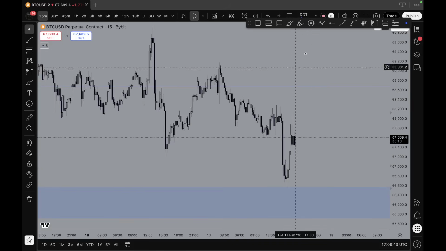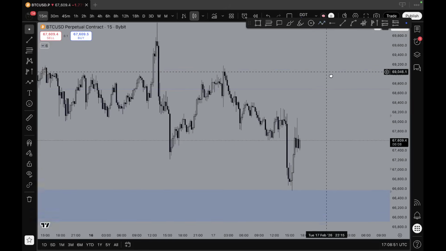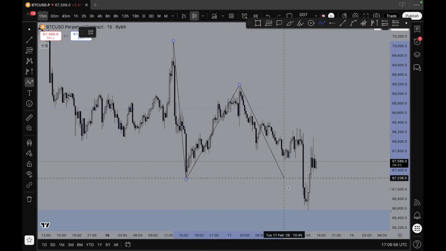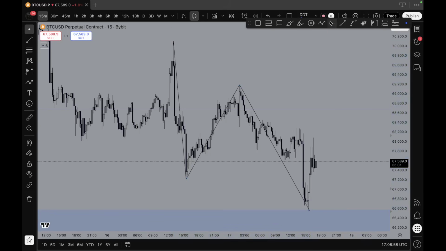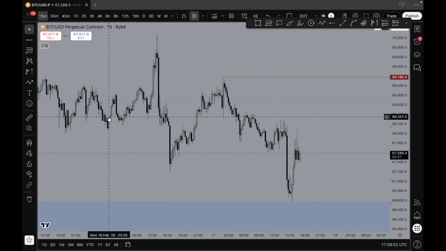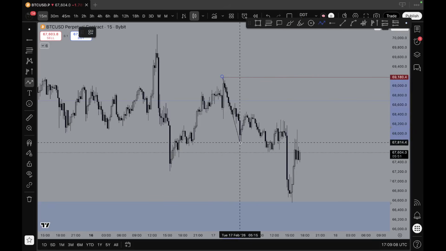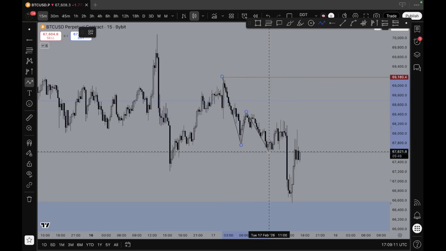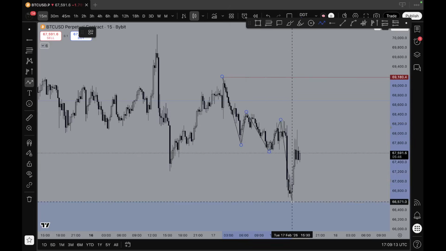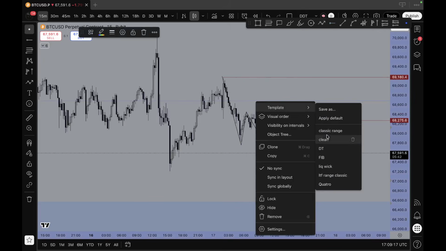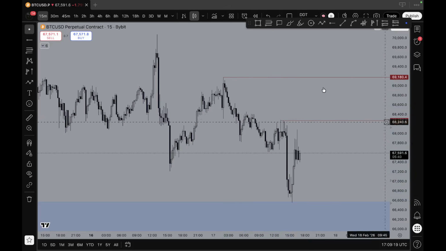However, if we just follow structure, the main structure is this low, lower high, now lower low. You can say this is your main structure, which also aligns with the Monday's high. And if you look at the internal structure, you can look at it from this low, lower high, lower low, lower high, lower low. So this is your more internal structure, and we can put them on the chart to keep an eye on them.